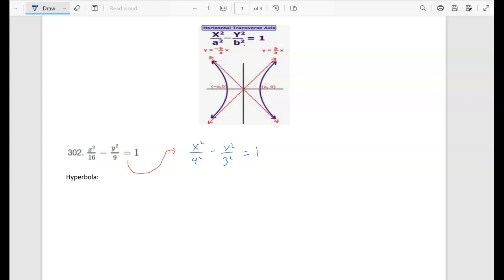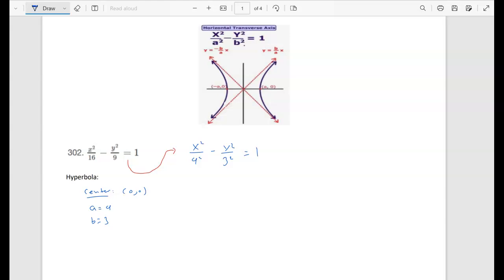So we technically have a hyperbola with the center at the origin. Using the formula, the value of a is equal to 4 and b is equal to 3.